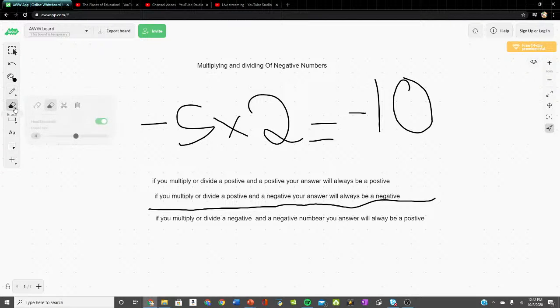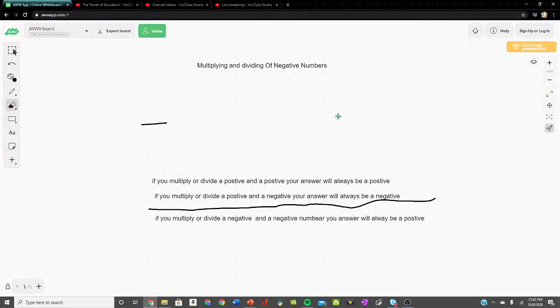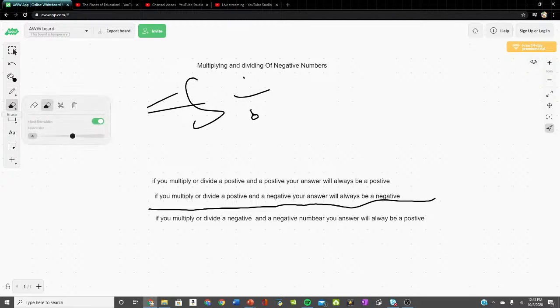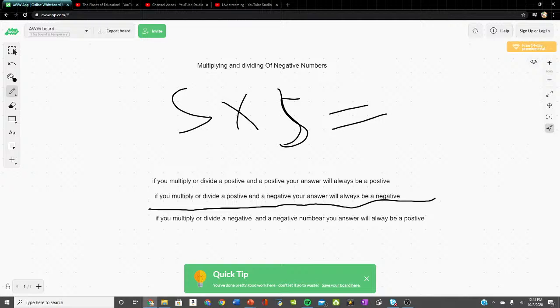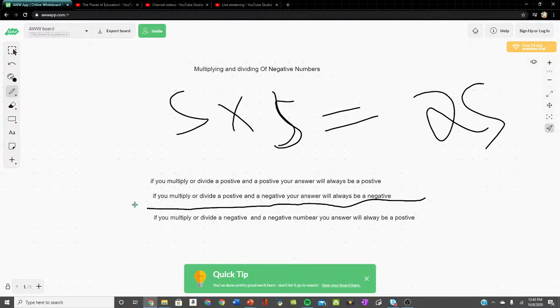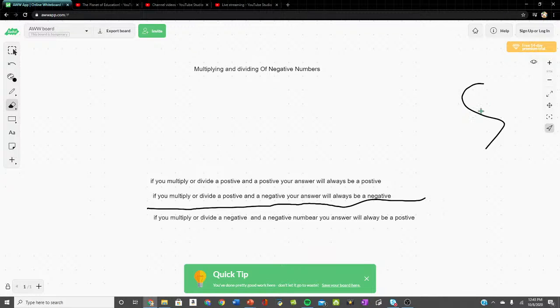Okay. Let's move on to the next problem. That's too easy. I have a better one. Let's do 5 times 5. They're both positive. And everyone knows 5 times 5 is 25. And since they're both positive, the answer is going to be positive. Easy, everyday multiplication. Let me just erase all that.